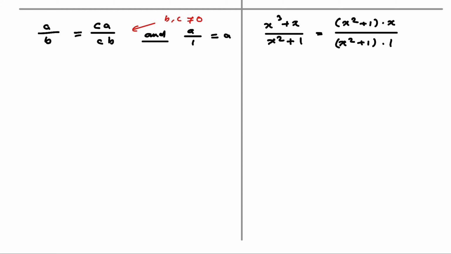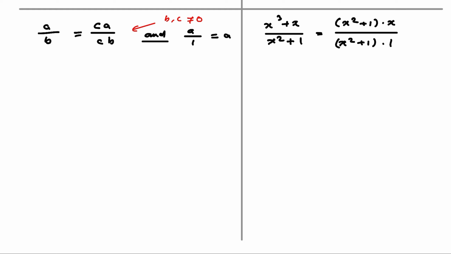Now let's make an observation. If I'm going to cancel the top and bottom like this, I need the top and bottom to be non-zero. And in this situation, I'm really lucky because x squared is always non-negative, right? It could be 0, but it's greater than or equal to 0. So that means x squared plus 1 is greater than or equal to 1.